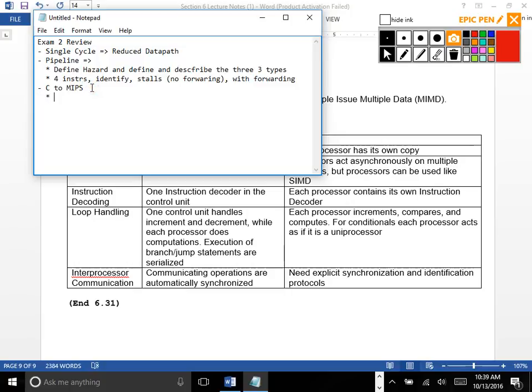So yes, I will limit it. I will not ask a problem that requires more than 4 instructions. And so the loop problem. So what else could I ask you about?